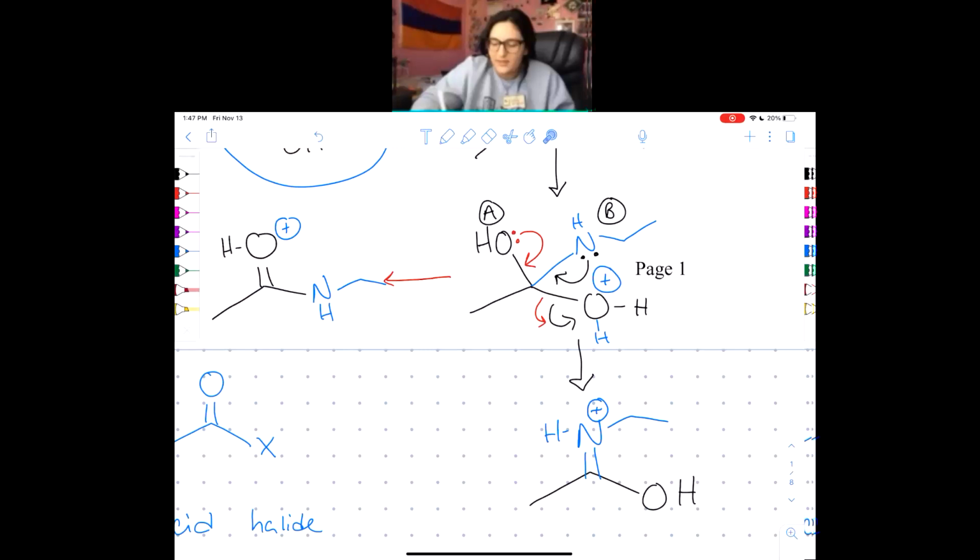First, I'll give you guys a hint. What is this thing called? What is that functional group? An amide, exactly. What is this thing?